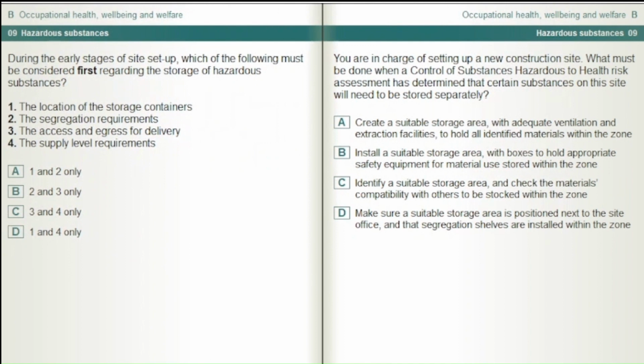During the early stages of site setup, which of the following must be considered first regarding the storage of hazardous substances? 1. The location of the storage containers. 2. The segregation requirements. 3. The access and egress for delivery. 4. The supply level requirements. 1 and 2 only. 2 and 3 only. 3 and 4 only. 1 and 4 only.